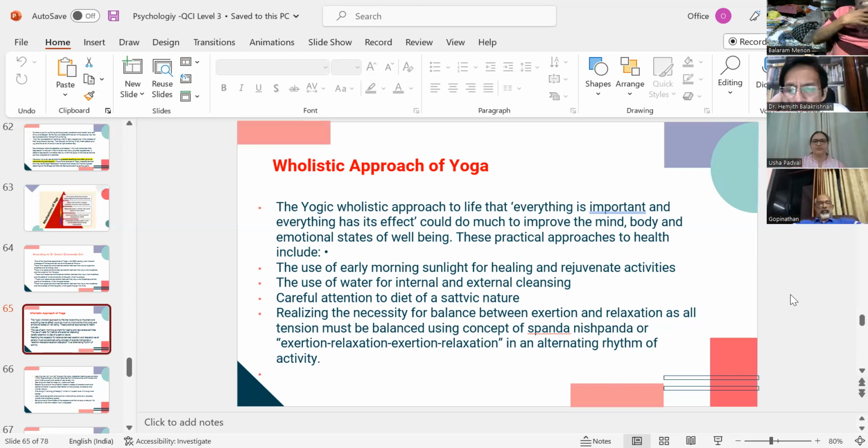Realizing the necessity for a balance between exertion and relaxation, as well as tension, must be balanced using the concept of spanda, nishpanda, or exertion, relaxation, and an alternating rhythm of activity. That is again a separate kind of breathing exercise. We all know Shavasana, right? There is something called Nishpanda Bhava. That means you have to consciously close your eyes and start listening. Sakshi Bhavana, we all know that. But Nishpanda Bhava means without being judgmental, you listen, you watch, you hear people talk, you hear the chirping of the birds, everything you take in. Nishpanda Bhava is taught before you go into Sakshi Bhavana. So this is all a different kind of exertion and relaxation. It is more for stress management, but stress is nothing but speed. The speed of thought is a reason for stress.